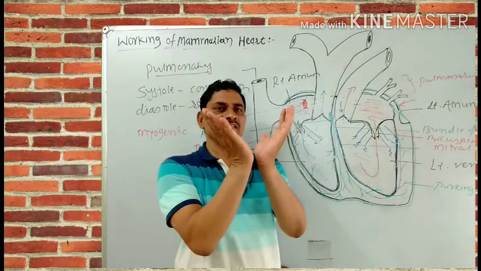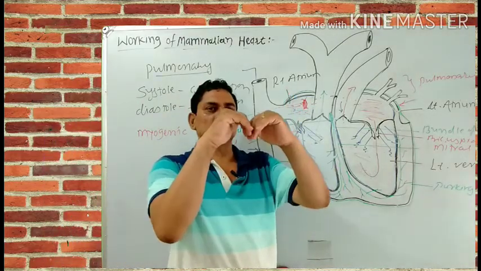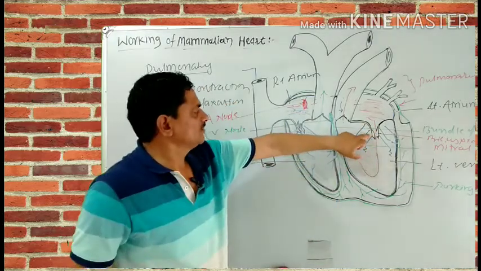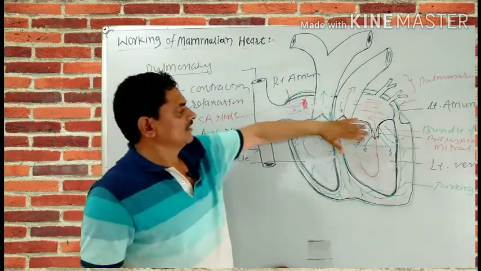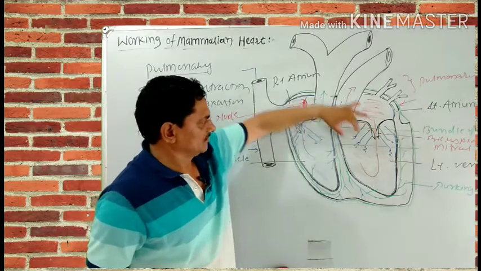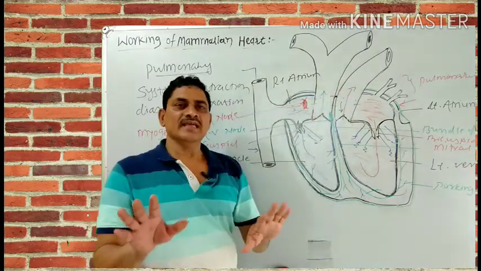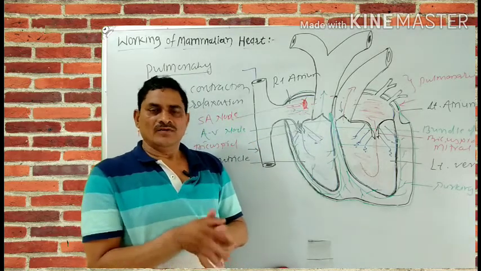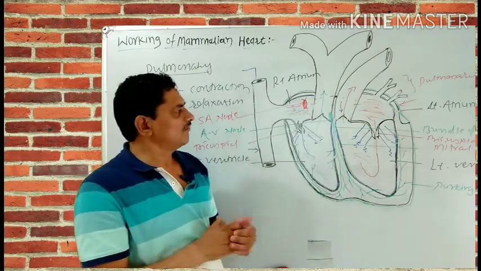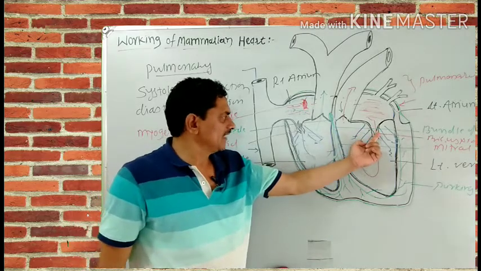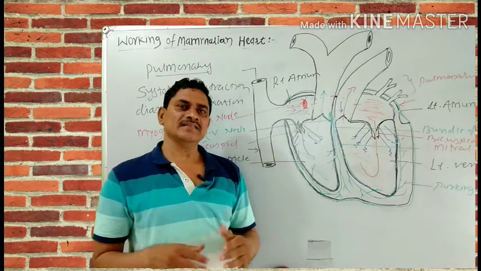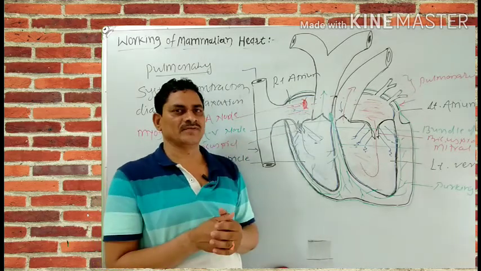They open and close, open, close, open, close. So these four valves, the bicuspid valve, the tricuspid valve, and the pulmonary valve, regulate the blood flow. At the time of closing of the bicuspid valve and the tricuspid valve, a characteristic sound is created.